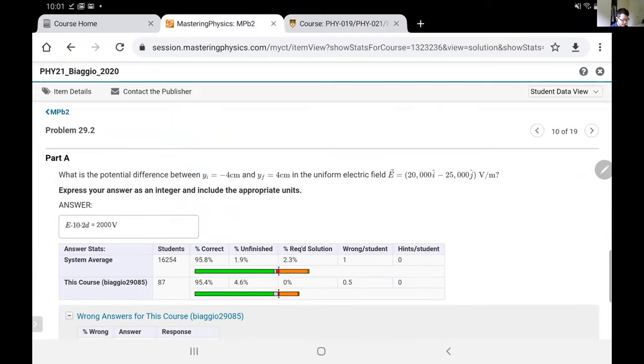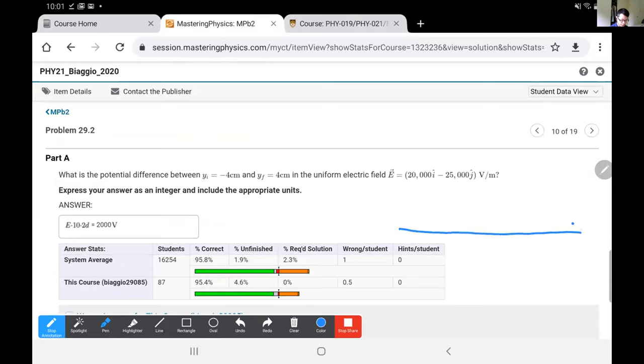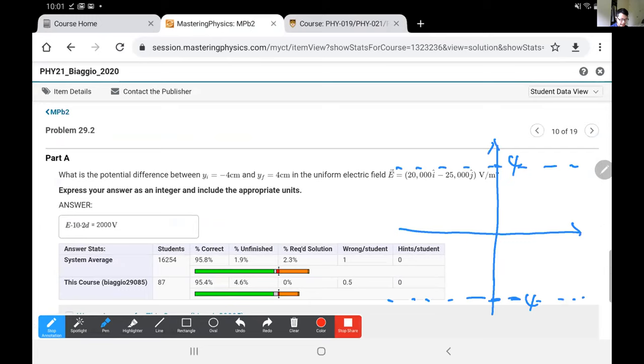And so we have the potential difference between y from minus 4 to 4. And so we can just draw a diagram. Here is 4, here's minus 4, in between there is the electric field. So the electric field has a direction. In the x direction, that's 20,000. In the y direction, that's minus 25,000. So the direction is this way.